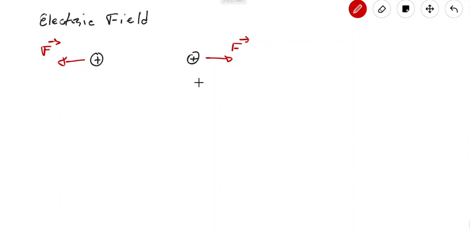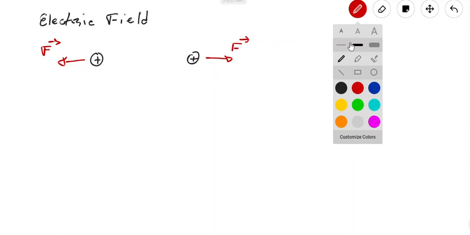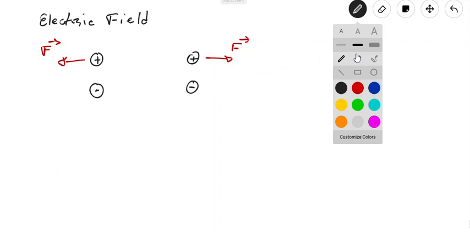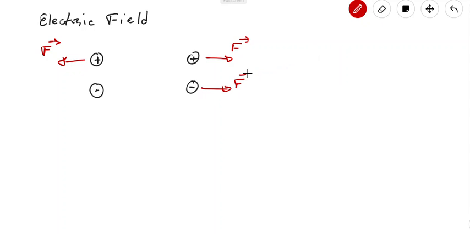So we have two positive charges. The force between those charges is a force of repulsion. We have, for example, here two negative charges. And in this case, again, we have forces of repulsion.